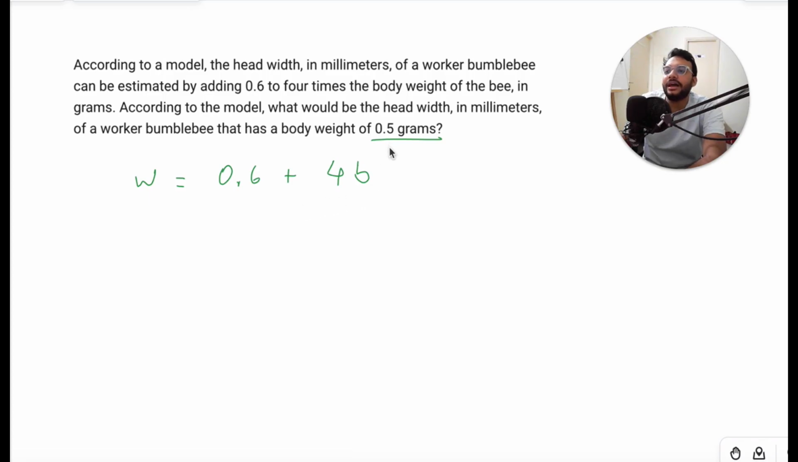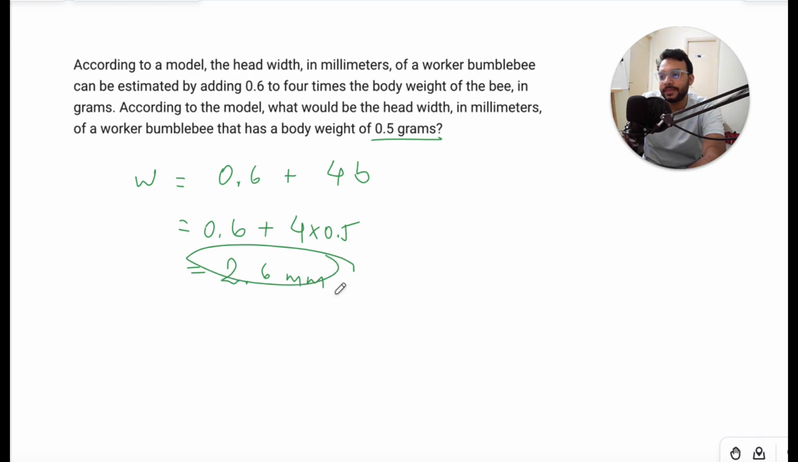So B in our case is given to be 0.5 grams. So 0.6 plus 4 times 0.5, which is 2 plus 0.6 or 2.6 millimeters. Be careful of the units. Okay, so that's millimeters. Let's go to the next one.